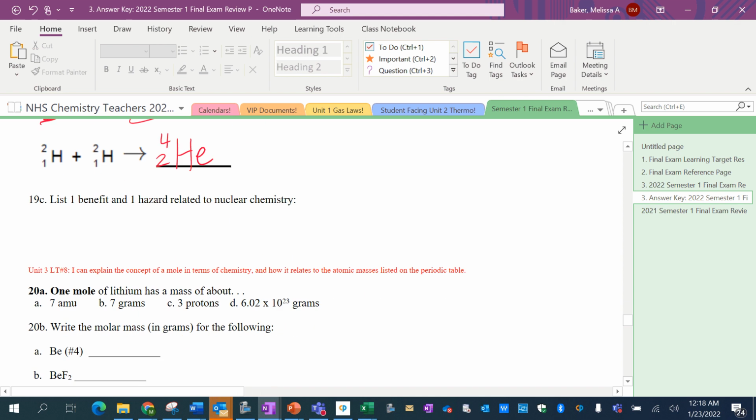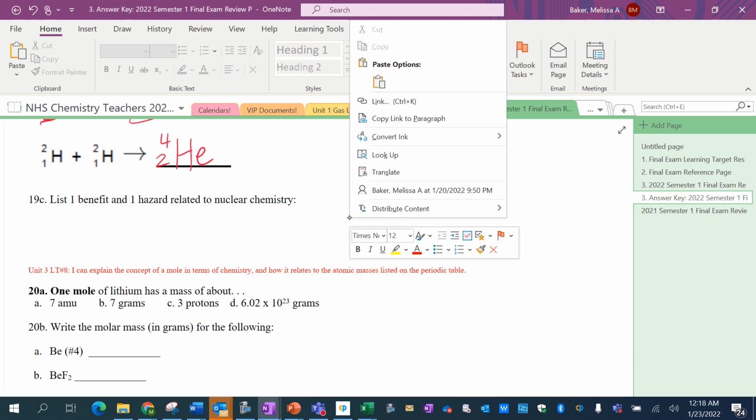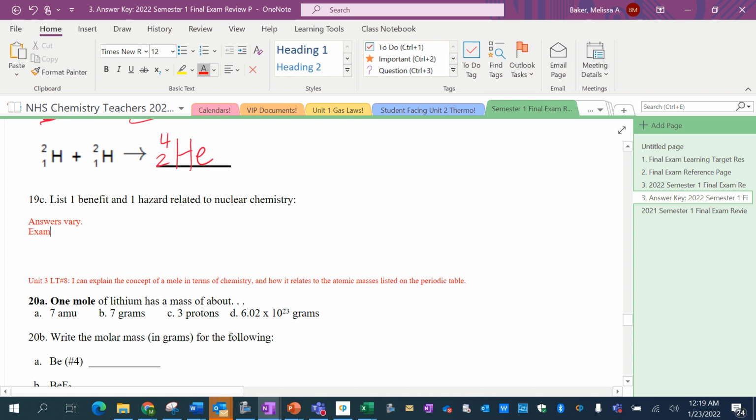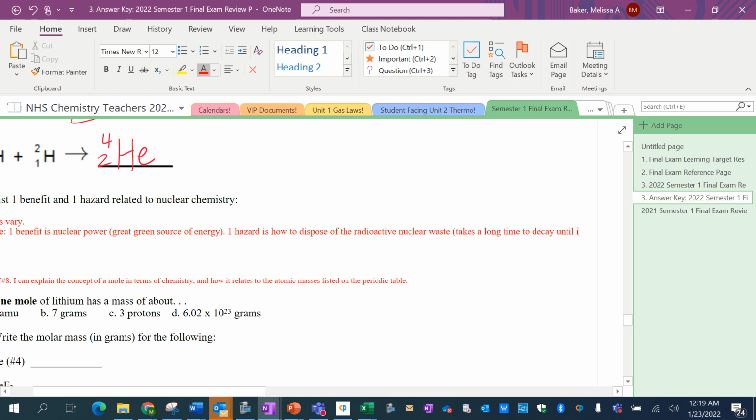You could come up with so many for one benefit and one hazard related to nuclear chemistry. I'm just going to put answers vary. Example, one benefit is nuclear power. Great green source of energy. One hazard is how to dispose of the radioactive waste. Takes a long time to decay until it's safe.